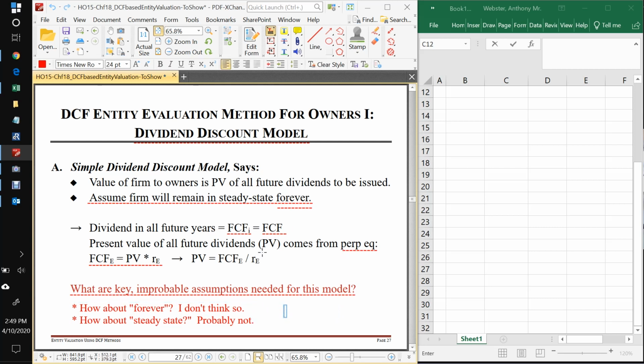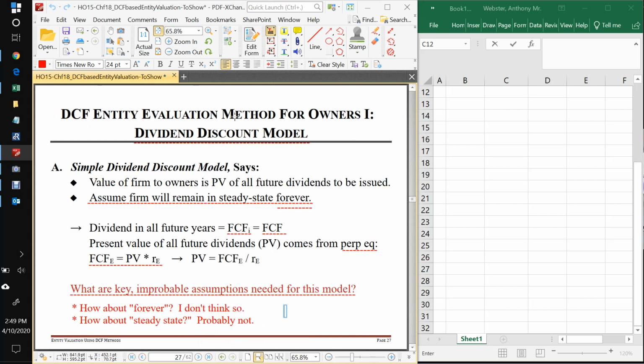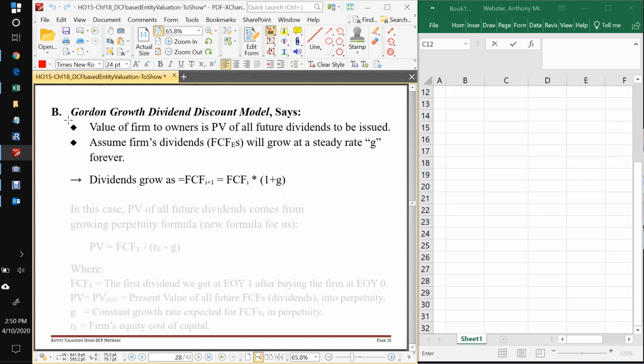Nonetheless, for some companies that are going to be relatively steady state for a long time, maybe 10 years, 12 years, something like that, this is not too terrible a model. Okay, so the second version of our dividend discount model is called the Gordon Growth Dividend Discount Model. So let's see what it says. I've got to tell you, this one is really wild and crazy.